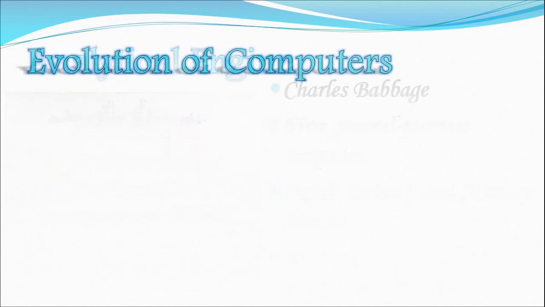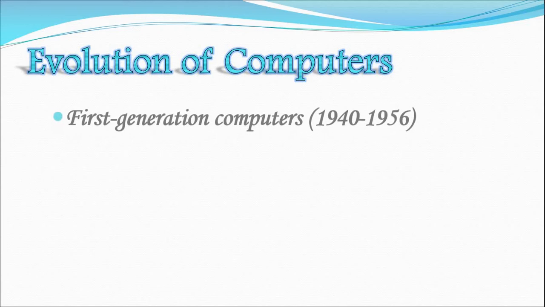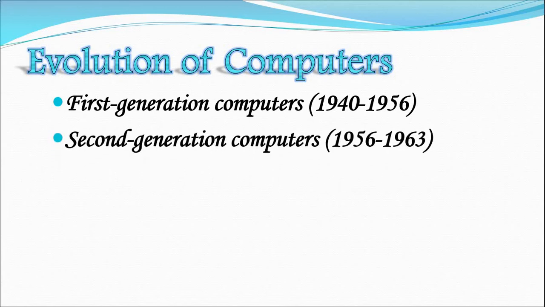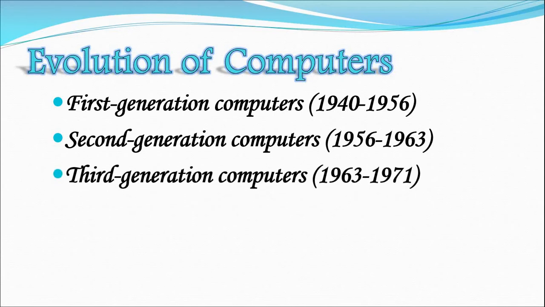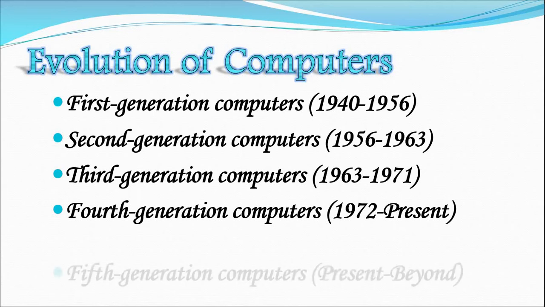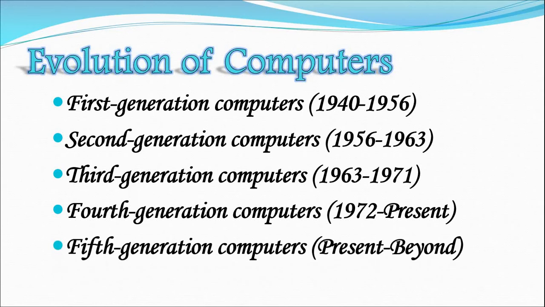Next, Evolution of Computers. The development of computers is divided into 5 generations. They are first generation computers from 1940 to 1956, second generation computers from 1956 to 1963, third generation computers 1963 to 1971, fourth generation computers 1972 to present, and fifth generation computers present to beyond.